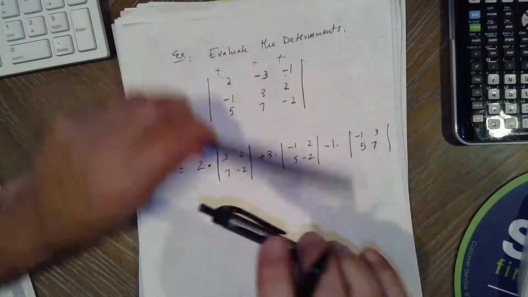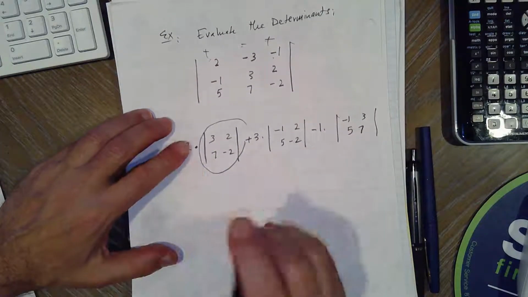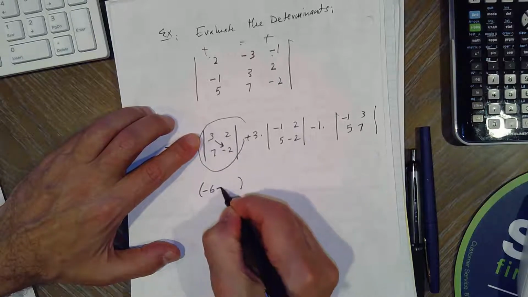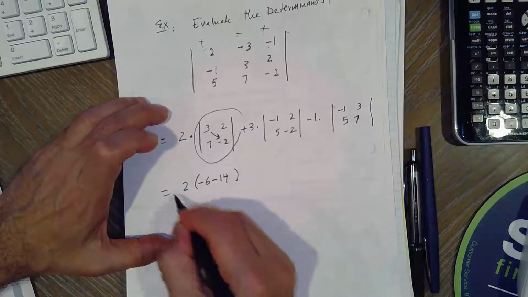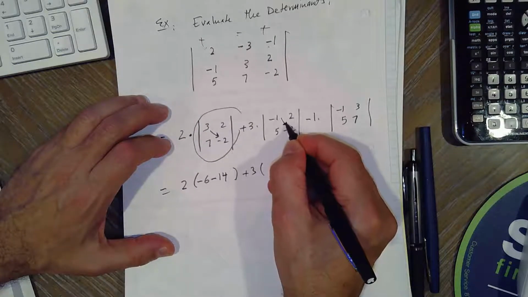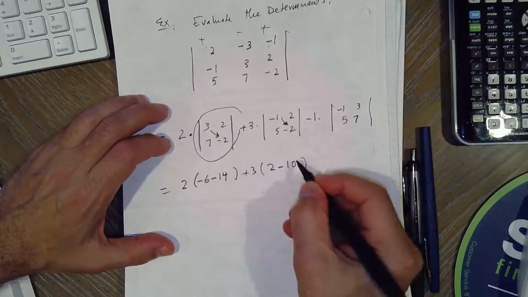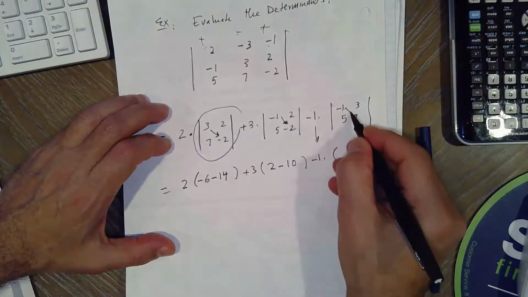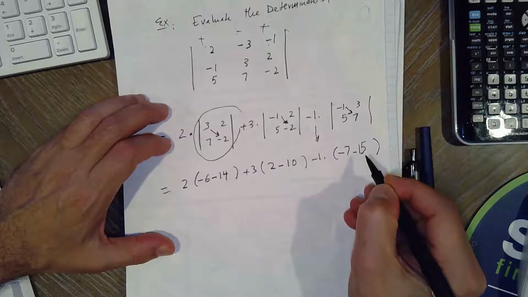And now we just learned how to do 2 by 2s, so let's do that. And then times it by 2. 3 times -2 is -6, minus 7 times 2 is 14. We'll do that later, plus 3. -1 times -2 is 2, minus 5 times 2 is 10, and then minus 1 times -1 times 7 is -7, minus 5 times 3 is 15.